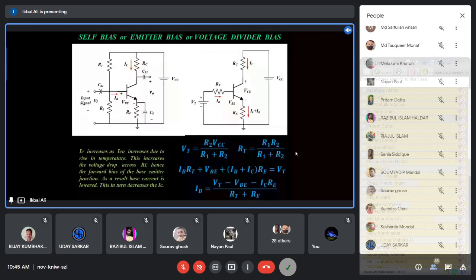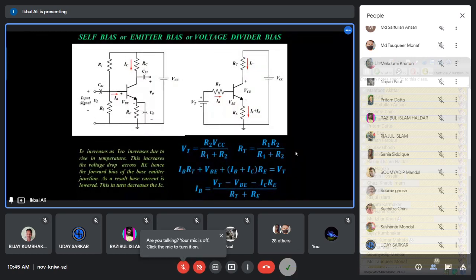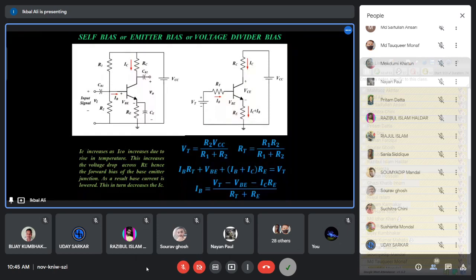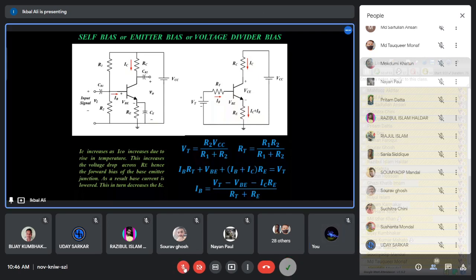Is there any difficulty to understand this circuit? Shobhik, are you well now? What happened? Okay.